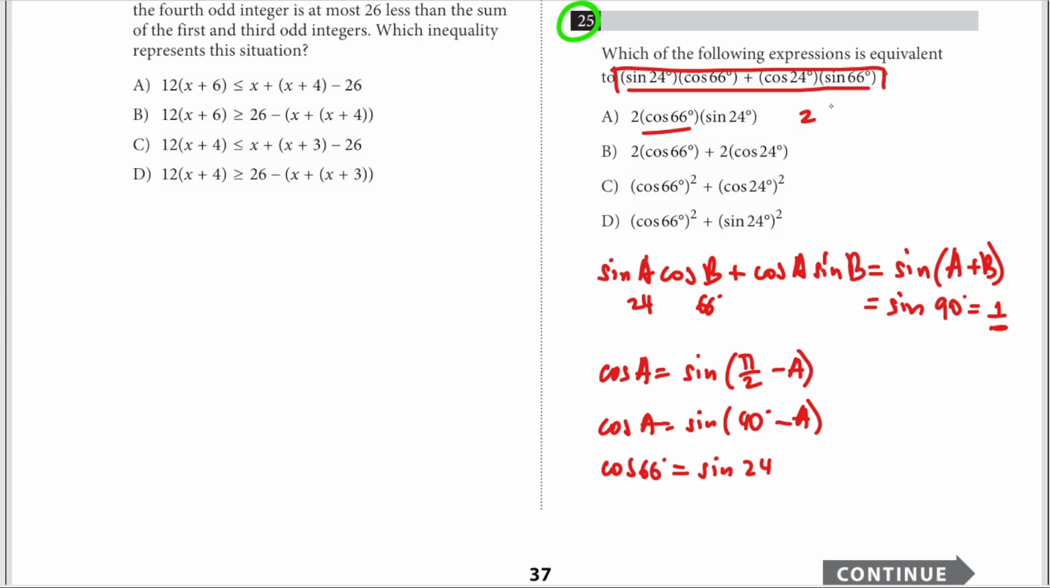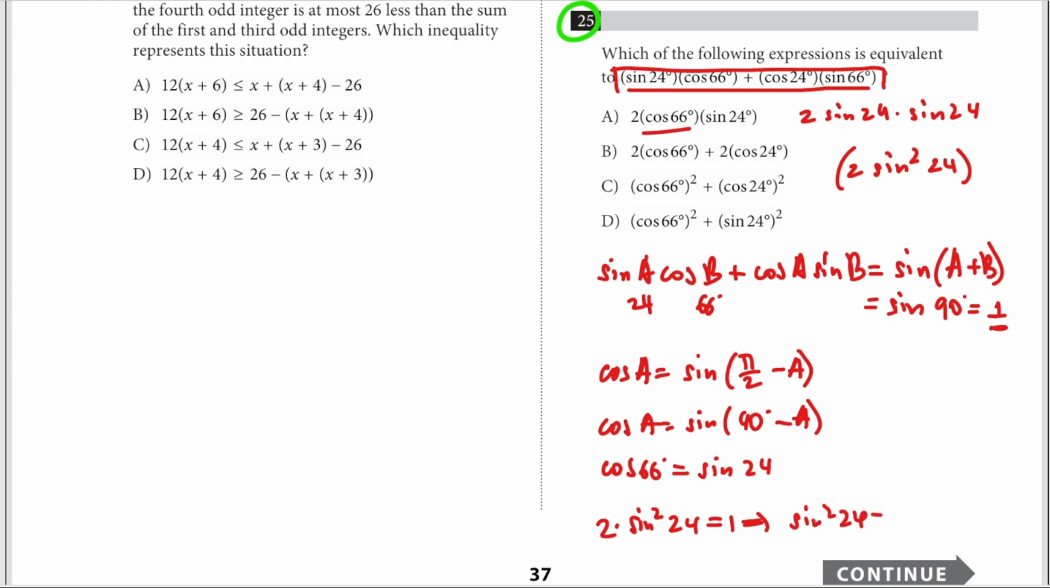So we get 2 sine of 24 times another sine of 24, which is equal to 2 sine squared of 24. Now the question is, can 2 sine squared of 24 equal 1? The answer is no, it can't. Why? If 2 sine squared of 24 is equal to 1, then sine squared of 24 is equal to 1/2. If you take the square root, sine of 24 is equal to 1 over root 2, or root 2 over 2.